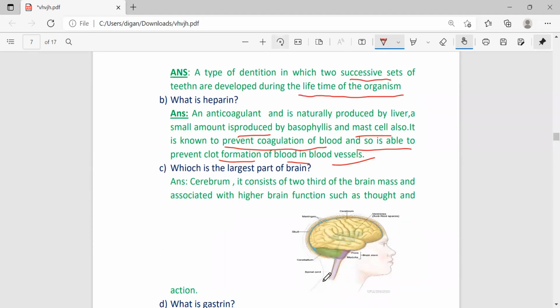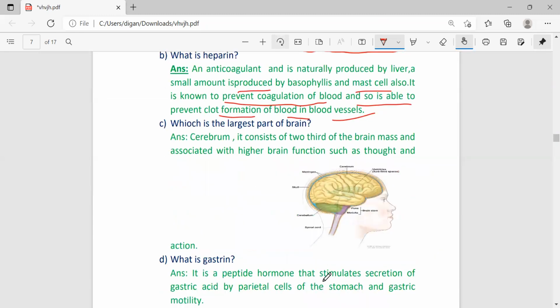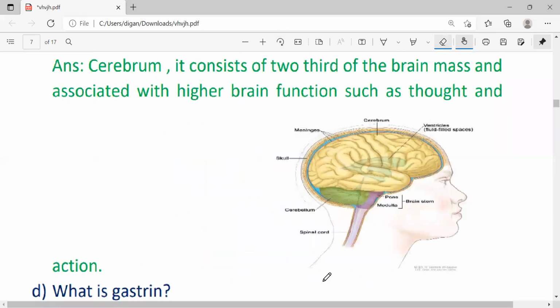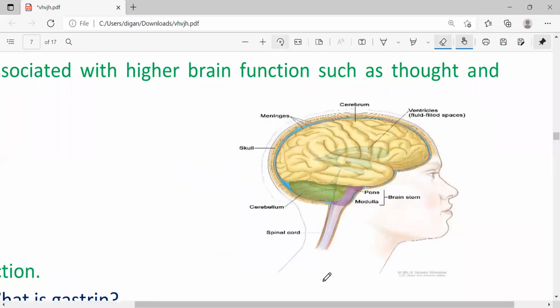Next question is which is the largest part of the brain? The answer is cerebrum. For a 1 mark question, you just write the answer. Here I am just showing the diagram so that you can easily understand. For 1 mark, no need to draw the diagram.